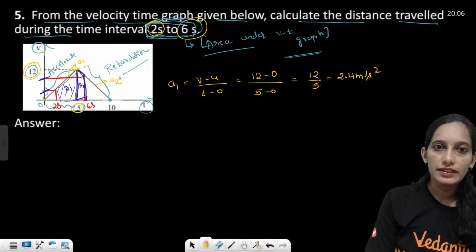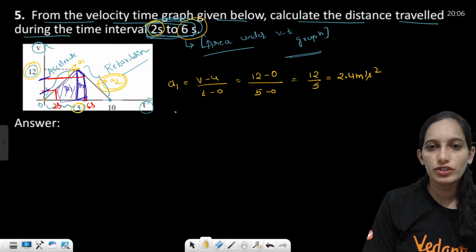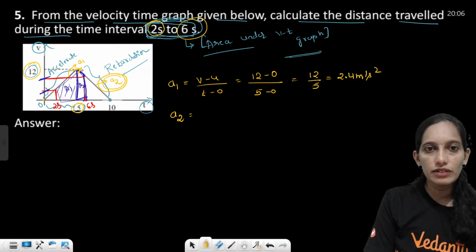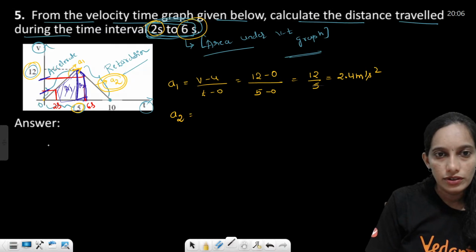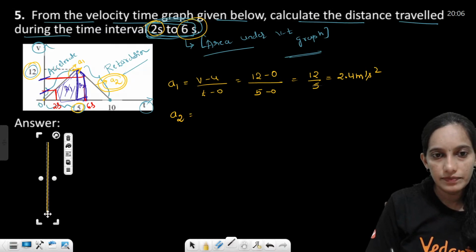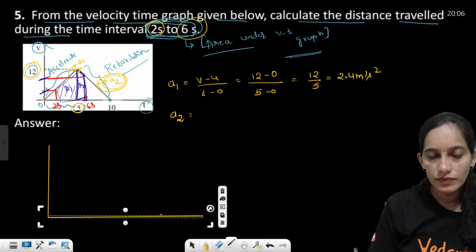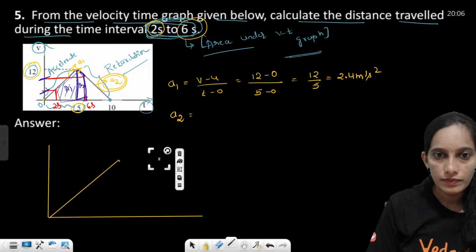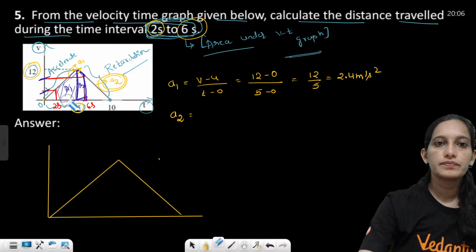In the same way, here again there is uniform retardation, the magnitude will be the same, which you can check here. a2 is equal to, how do we write it? So what is the initial velocity there? So what I'll do is I'll just redraw the graph here. Too many quantities are happening there. So this is something like this. Okay, whatever is essential I'll mark here.